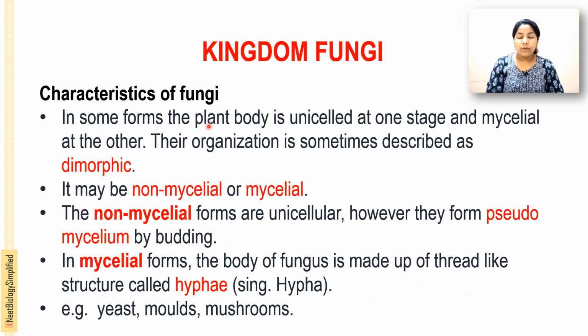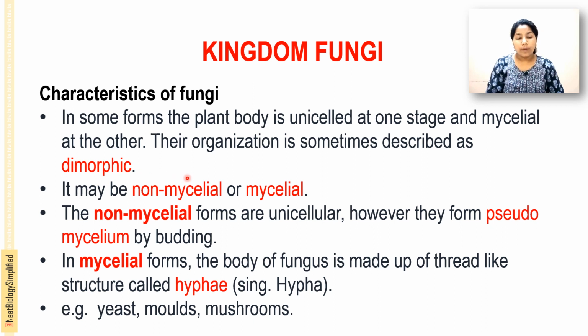In some forms, the plant body is unicellular at one stage and mycelial at another stage, and their organization is sometimes described as dimorphic. That is, in some fungi, the structure is unicellular at one stage and mycelial at another stage. They have both a unicellular stage as well as mycelial forms, that is called dimorphic. Di means two, morphic means morphological, two morphological forms appearing as a single body.